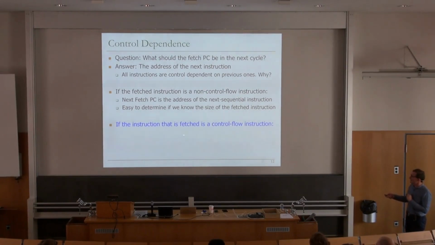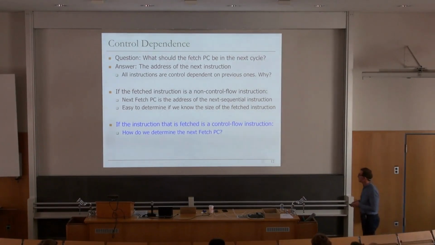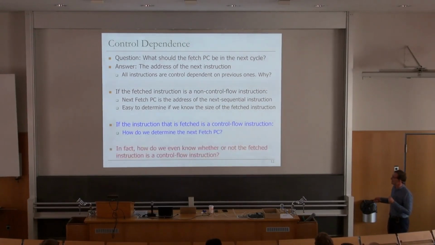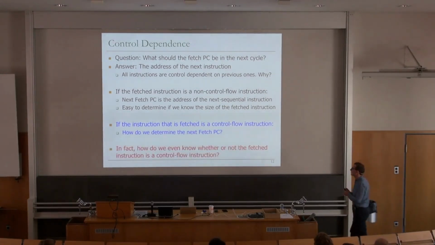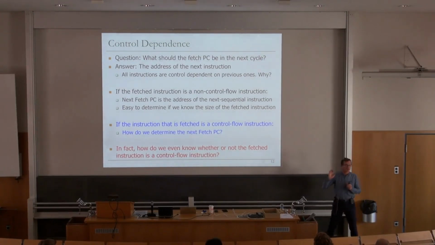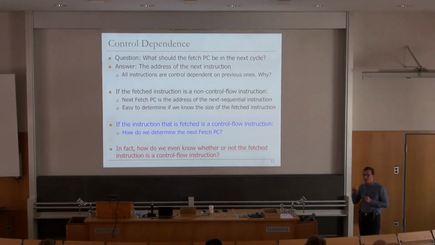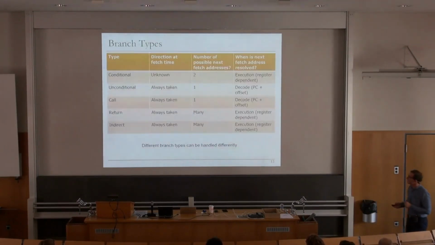But the bigger problem is if the fetched instruction is a control flow instruction, then you need to figure out what should be the next instruction to fetch. Not the size of the current instruction, but the PC of the next instruction. In fact, we do not even know whether or not the fetched instruction is a control flow instruction, because we're fetching from some PC, and we need to fetch the instruction from the iCache first. We haven't even decoded yet. The next stage is decode. So you need to keep some information around to be able to do that. We're going to talk about that. That makes the problem harder.